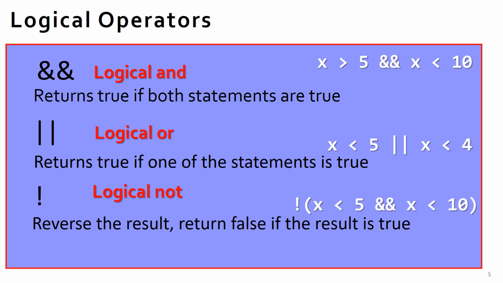Logical operators. These operators determine the logic between variables. Logical and returns true if both statements are true. Logical or returns true if one of the statements is true. Logical not reverses the result. It returns false if the result is true.